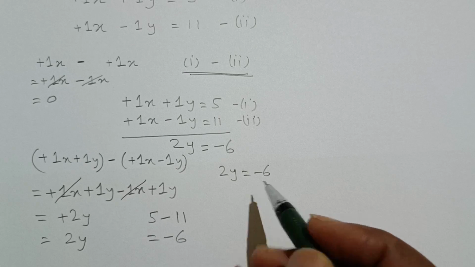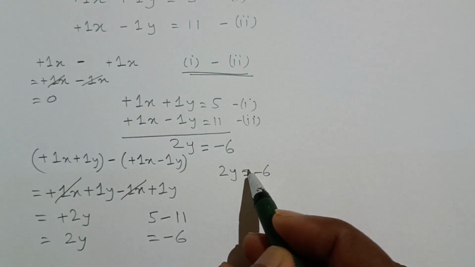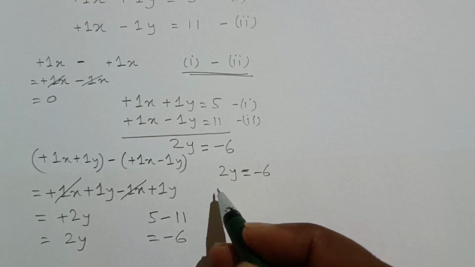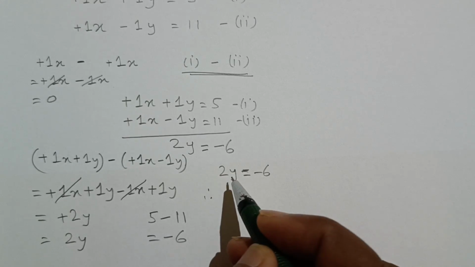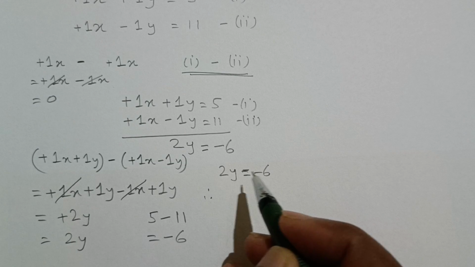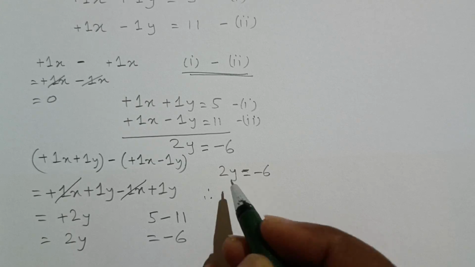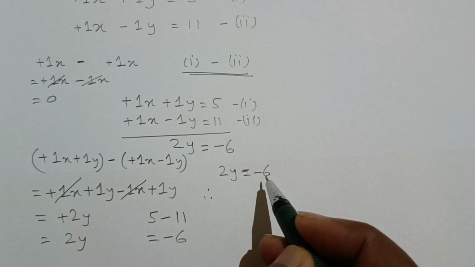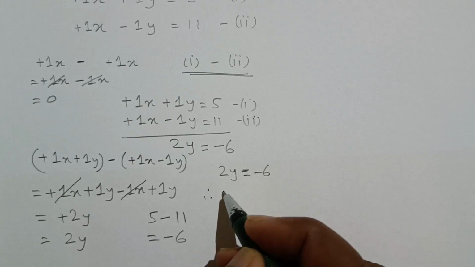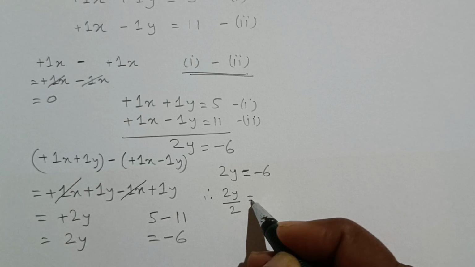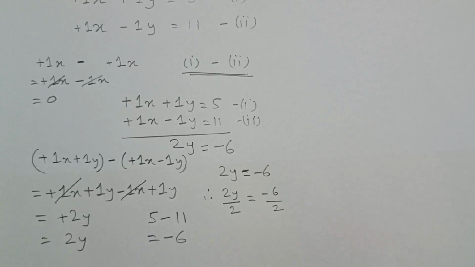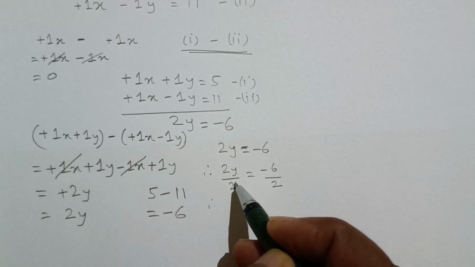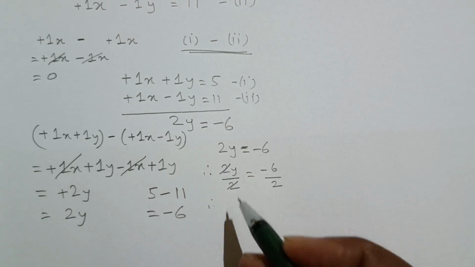Now this is a linear equation in one variable. You have done this before. So from here I have to find the value of y. For that I will divide both the sides of this equation by 2. So 2y divided by 2 equals minus 6 divided by 2. So this 2 and this 2 cancel, and I am left with y.